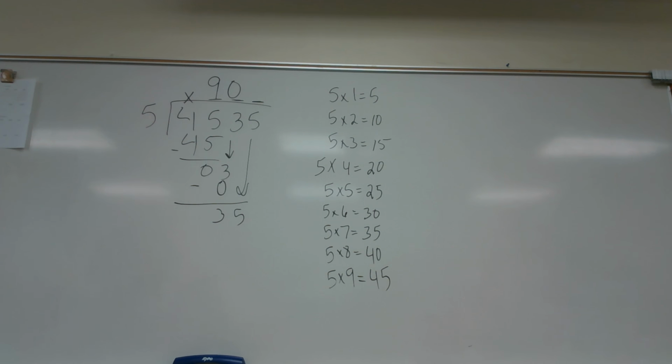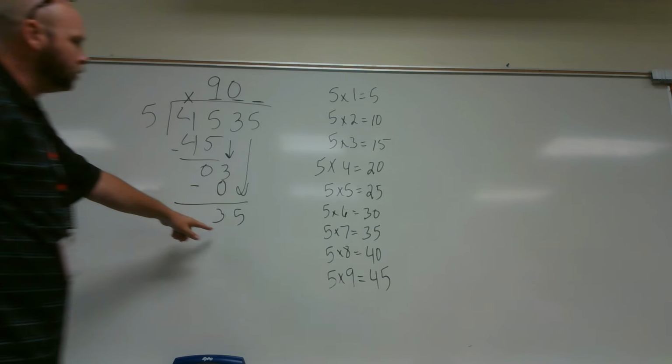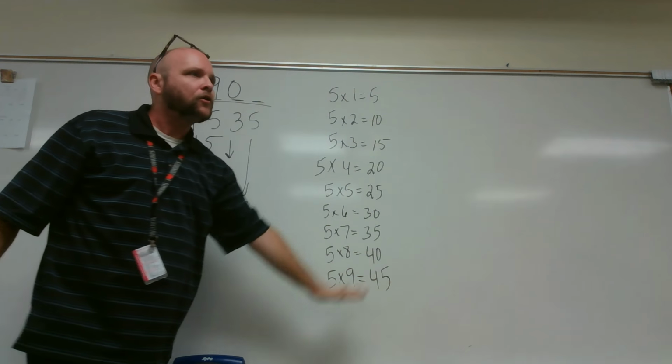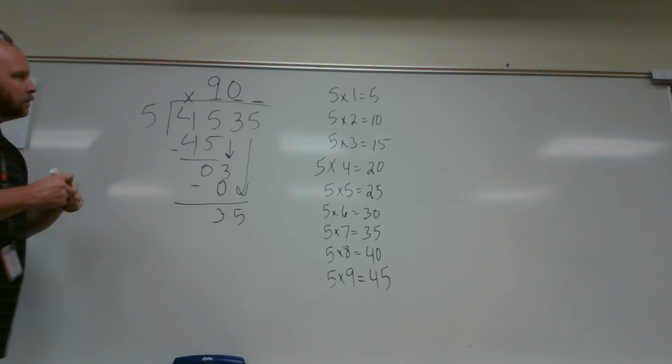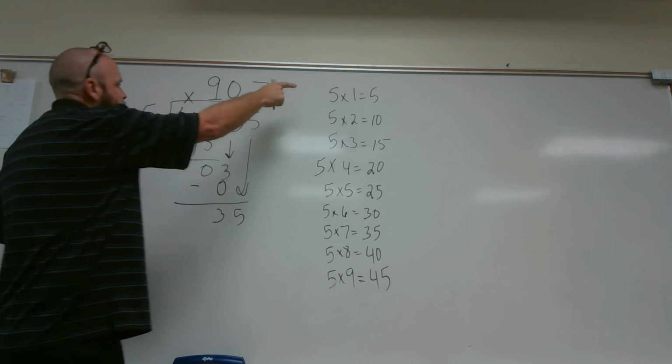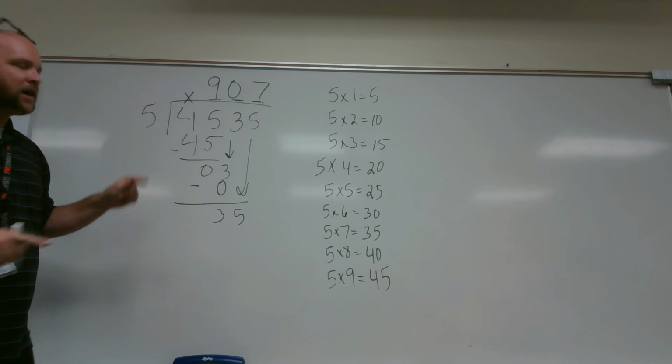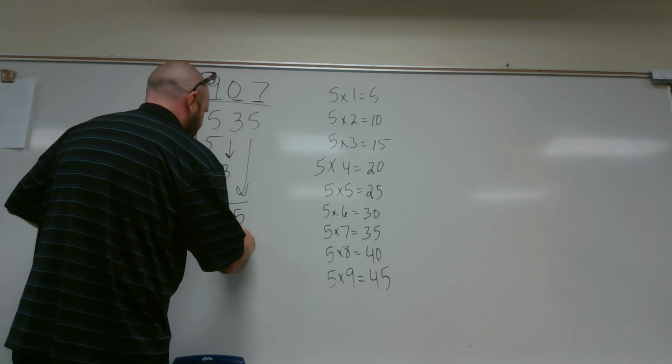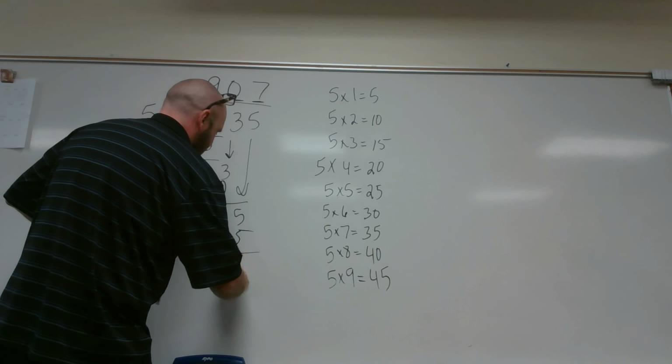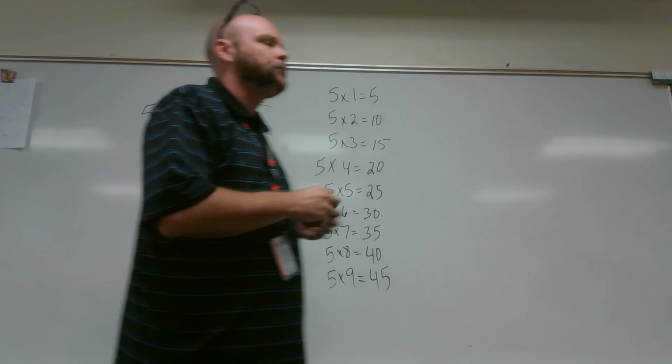Taylor, I want to get as close to 35 as I can without going over. So what number can I use? 7. Okay, because my factors of 35 are 7 and 5. That equals 35. We subtract. We get 0.